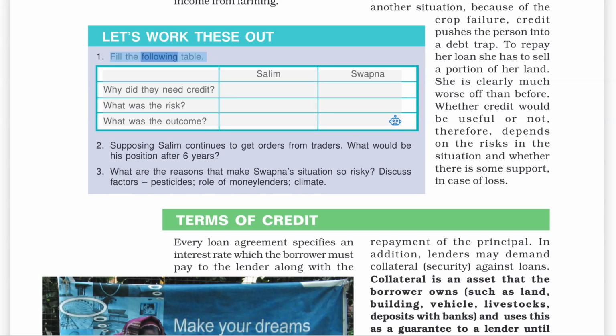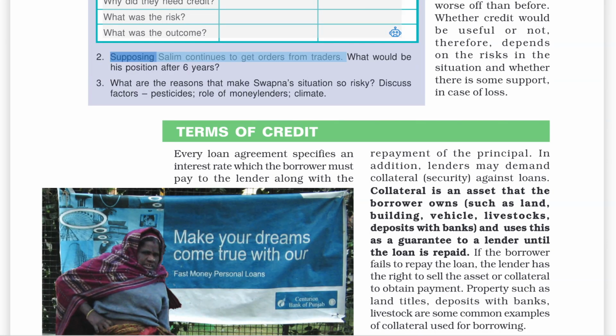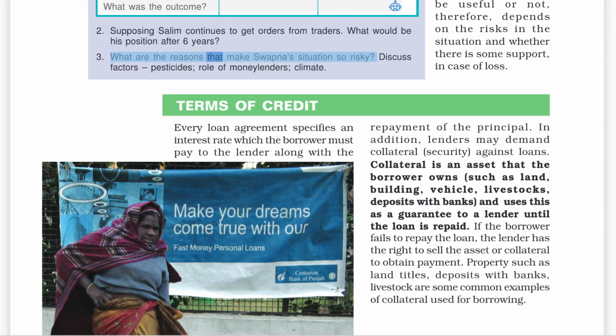1. Fill the following table. 2. Supposing Salim continues to get orders from traders. What would be his position after 6 years? 3. What are the reasons that make Swapna's situation so risky? Discuss factors: pesticides, role of moneylenders, climate.